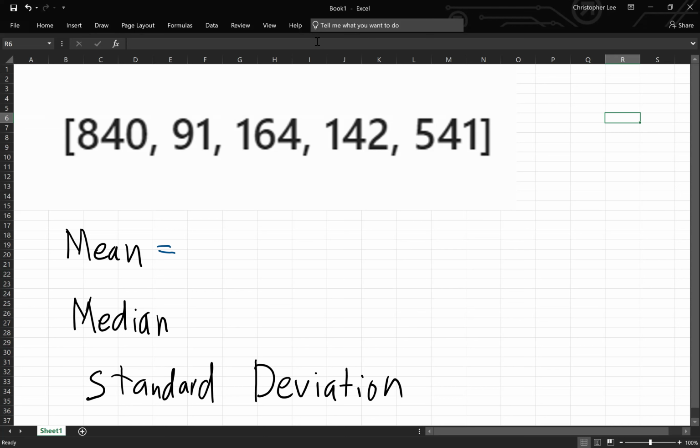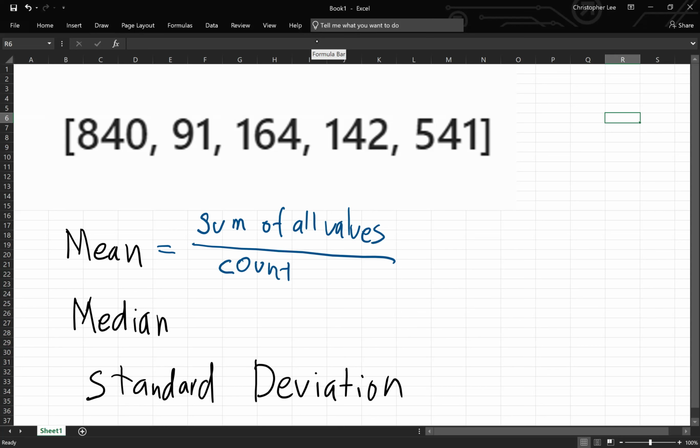And so you get 1,778. Okay, and then you divide by five, so the sum of all values and the number of values, divided by the count of how many values, right? Perfect. You said the sum was 1,778. Do we agree? Agree.